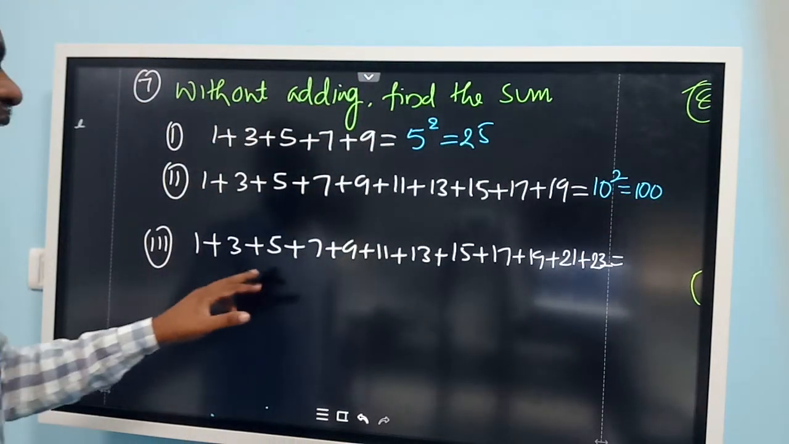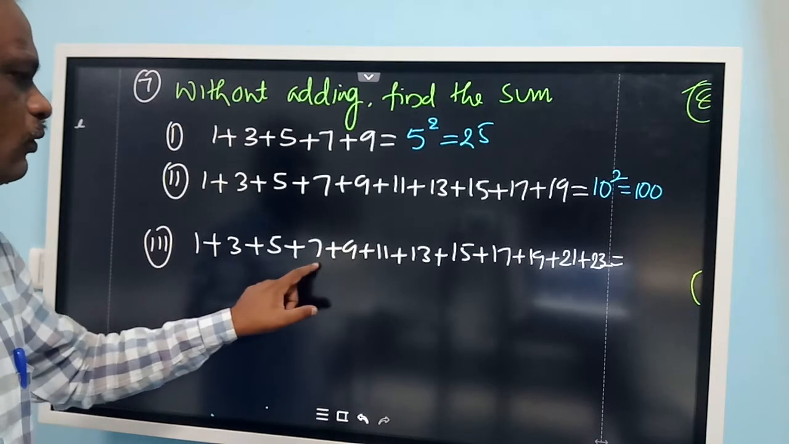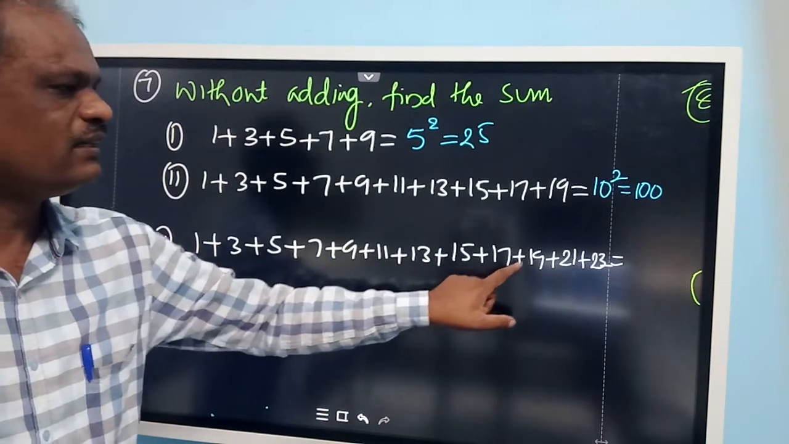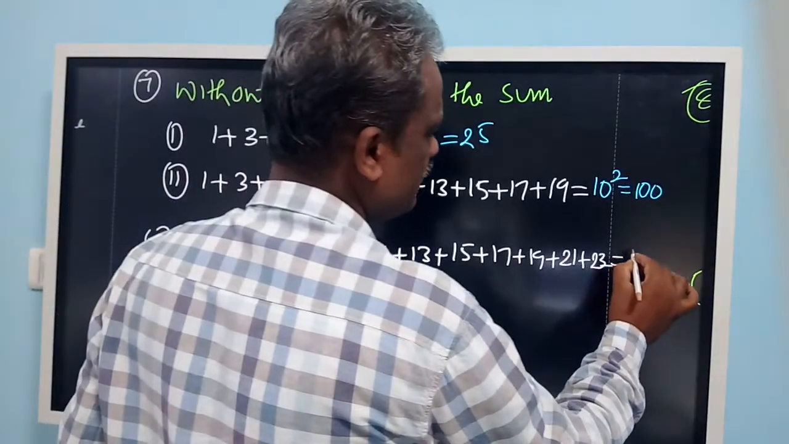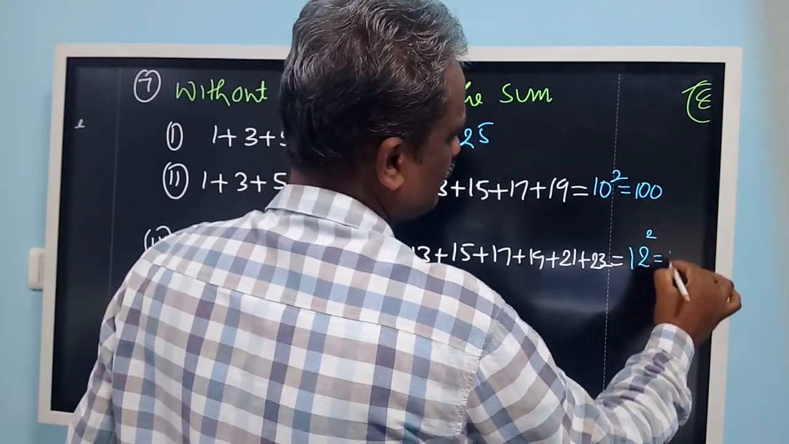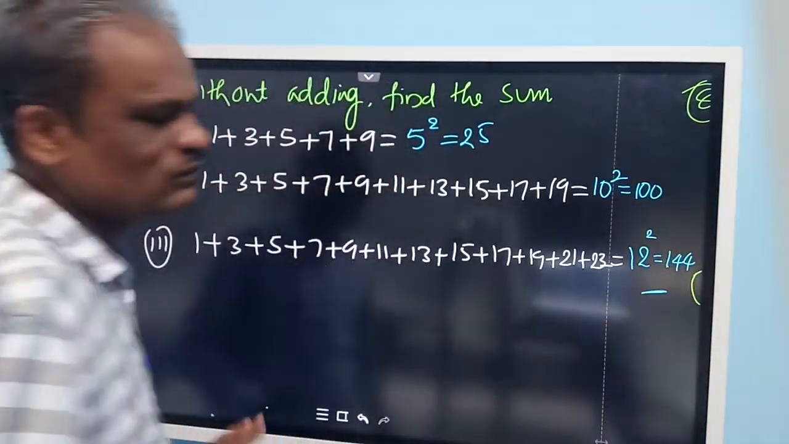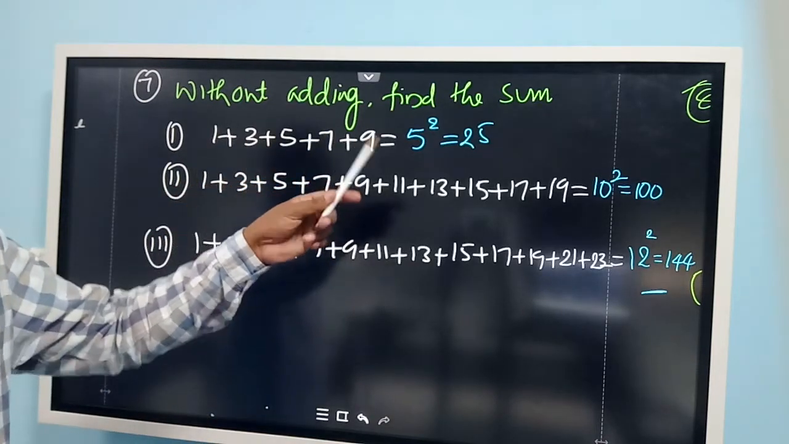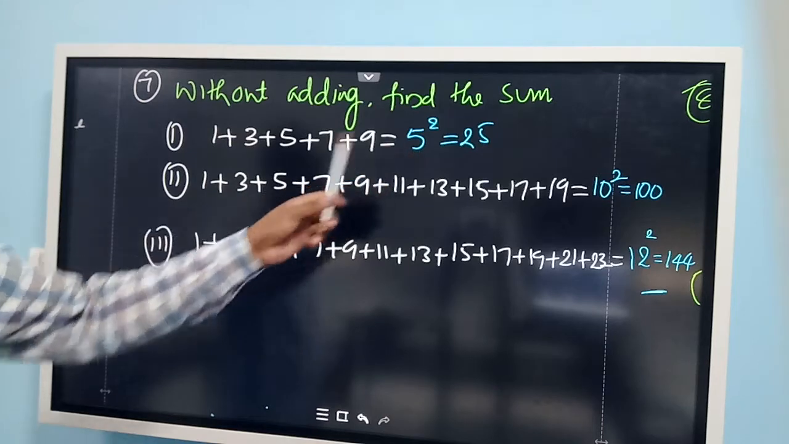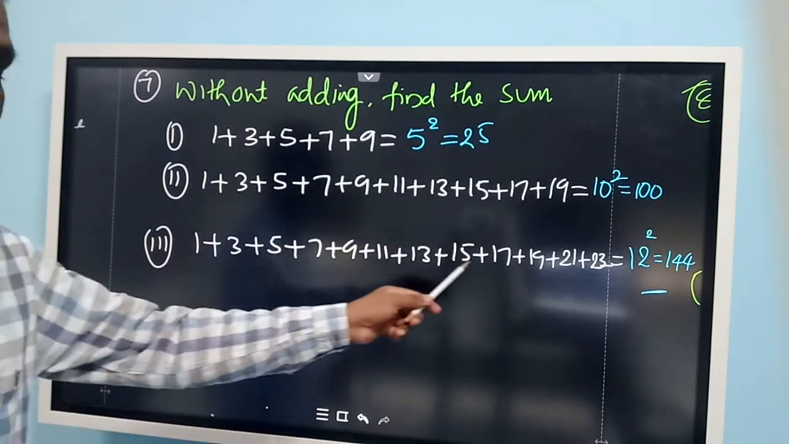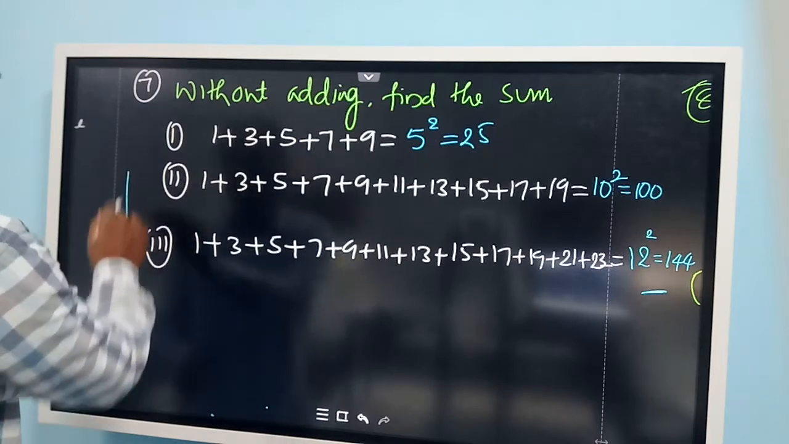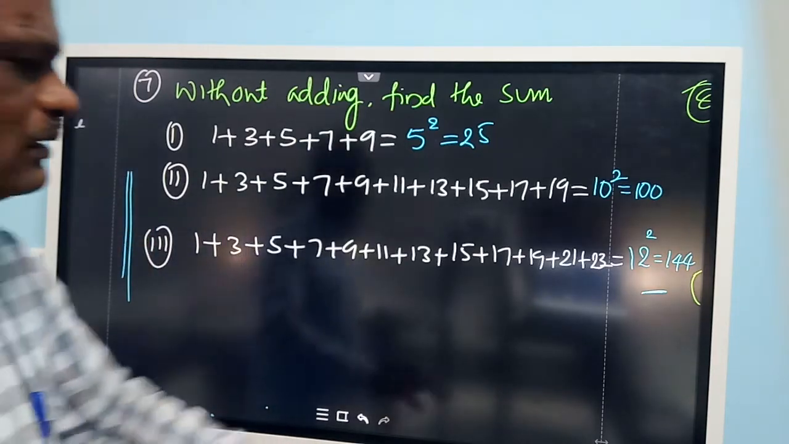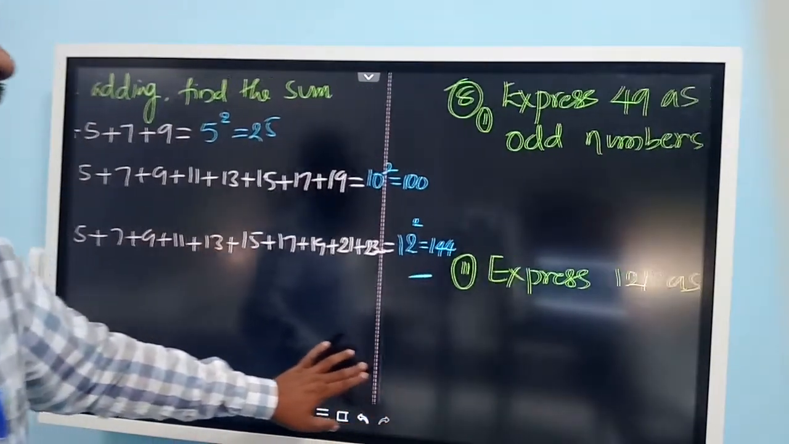Similarly, add these numbers. 1, 2, 3, 4, 5, 6, 7, 8, 9, 10, 11, 12. So therefore it should be 12 square. That means it should be 144. This is the property we have used here: the sum of first n odd numbers is always equal to n square. So here 5 odd numbers, 5 square. 10 odd numbers, 10 square. 12 odd numbers, 12 square. Remember this property as we discussed in the beginning itself. We use it again somewhere else.